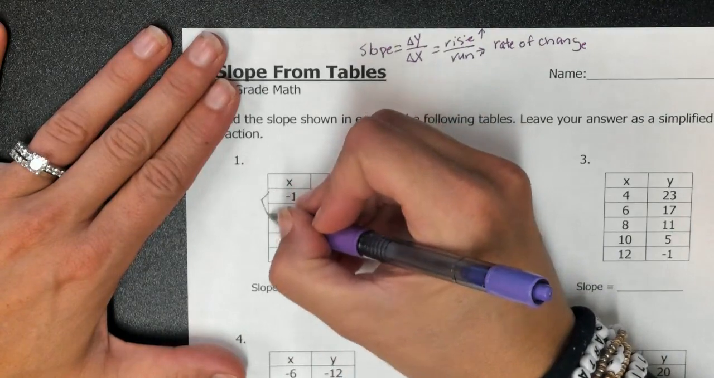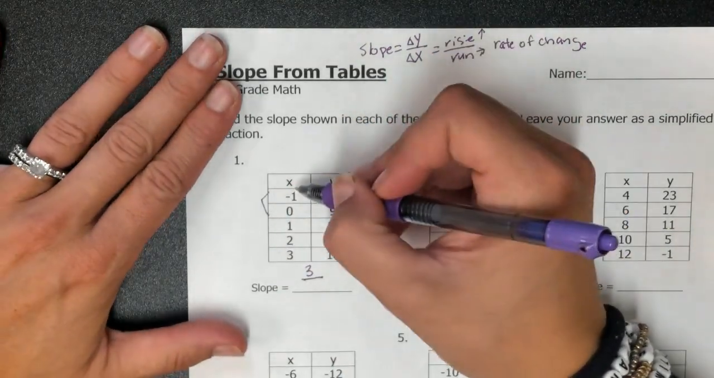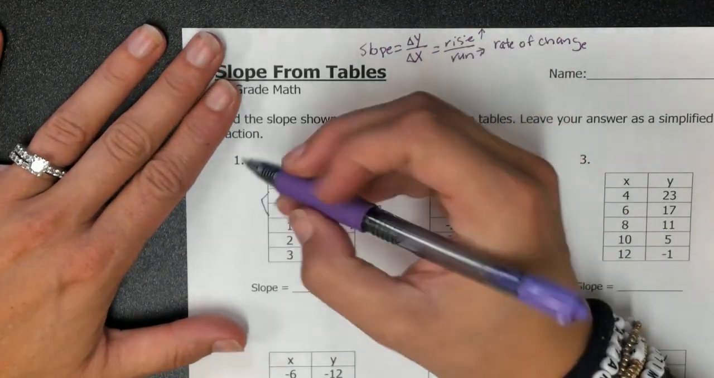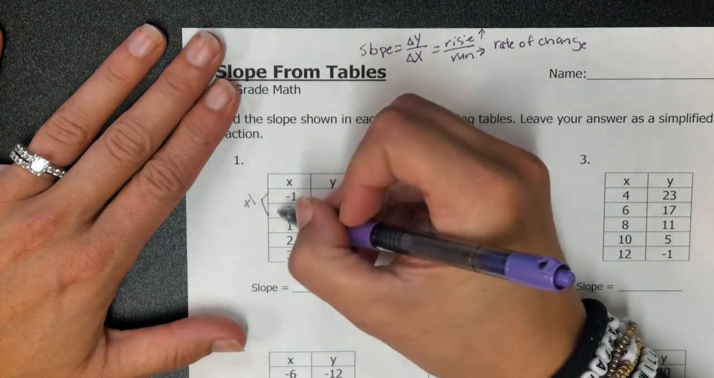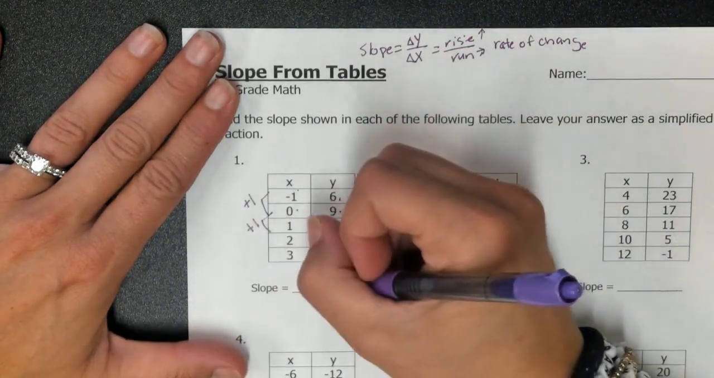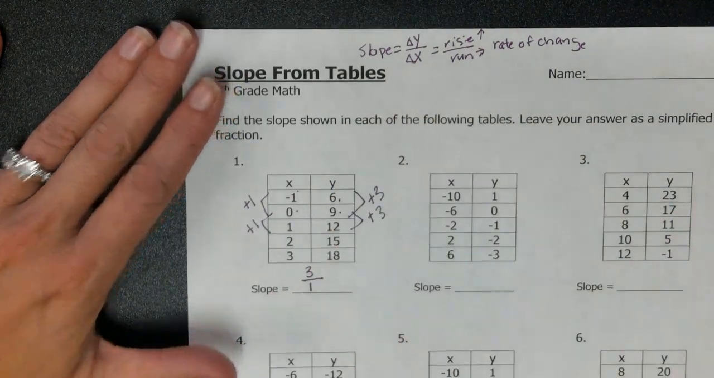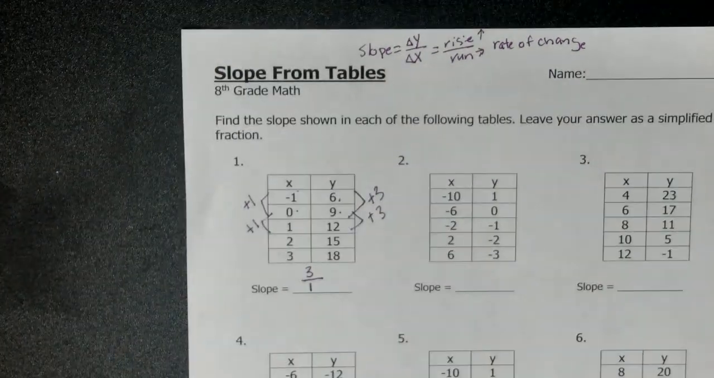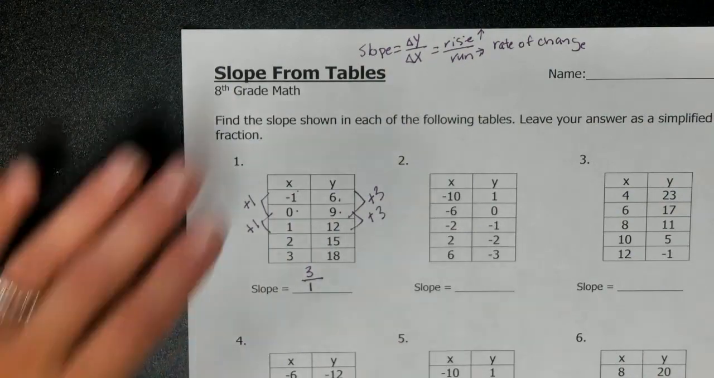All right, let's go to my x. How much is x getting bigger by? From -1 to 0, it's going up by 1. 0 to 1 is going up by 1. All right, so it's going up by 1. So my slope is 3 over 1. That's how much it changed. It went up 3 and it went up 1.